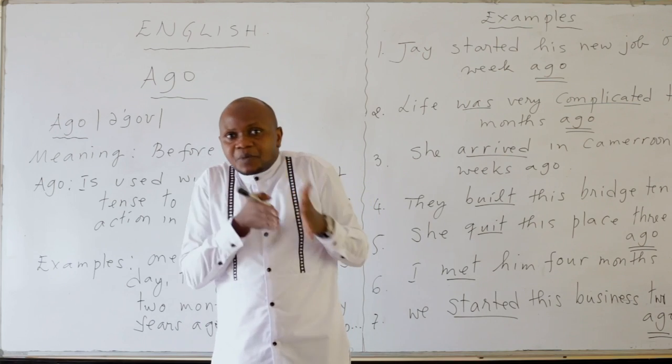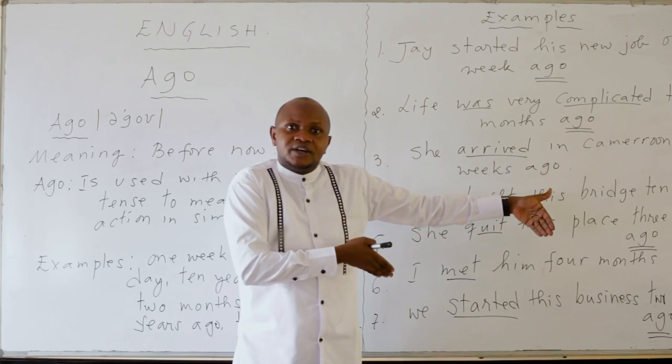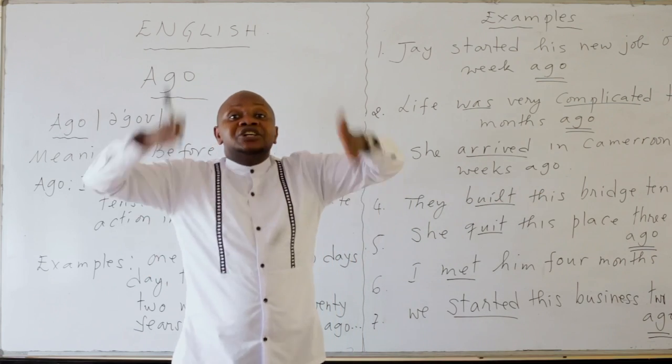Simple past. That is verb to be, which is was. I was at Serena Hotel 2 days ago.